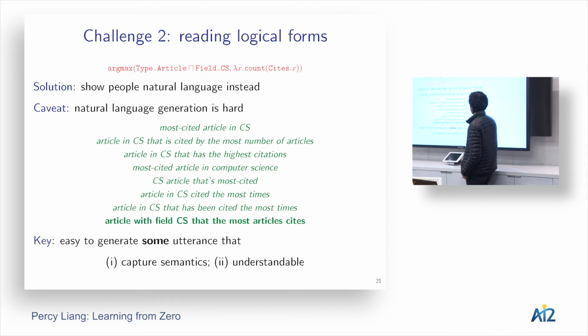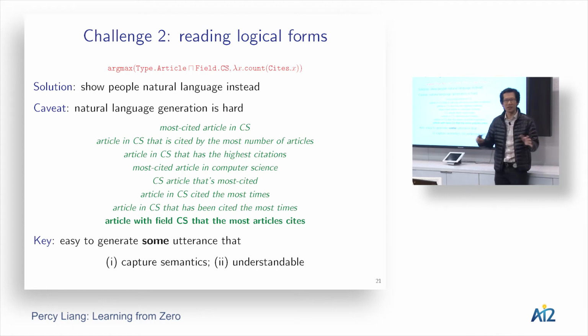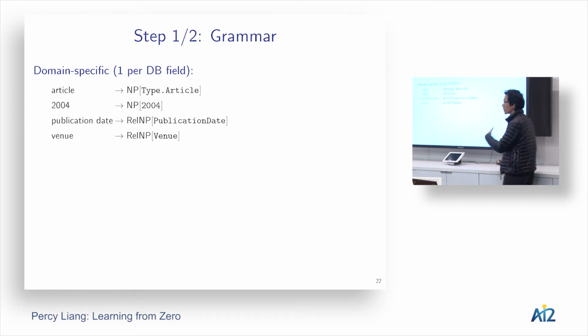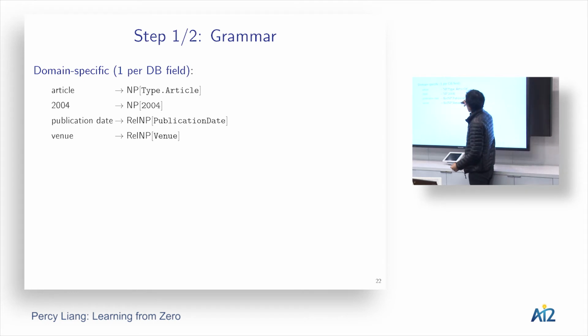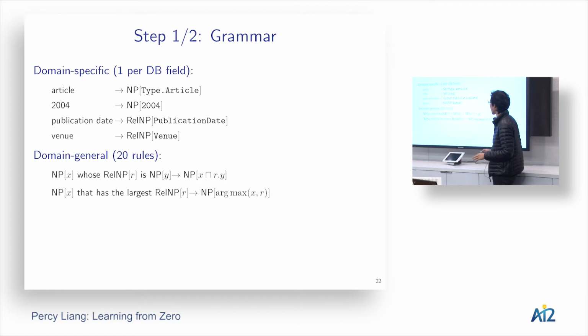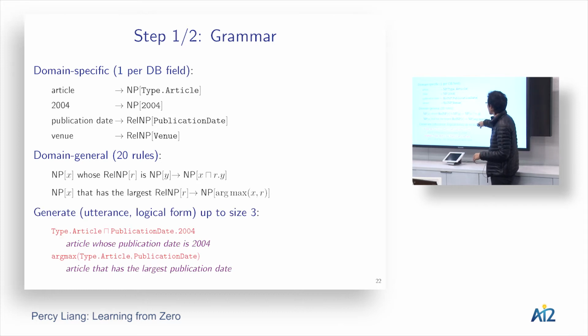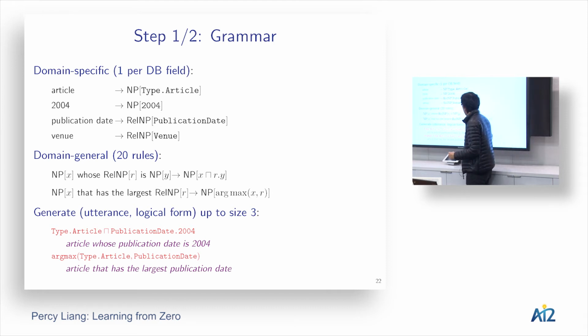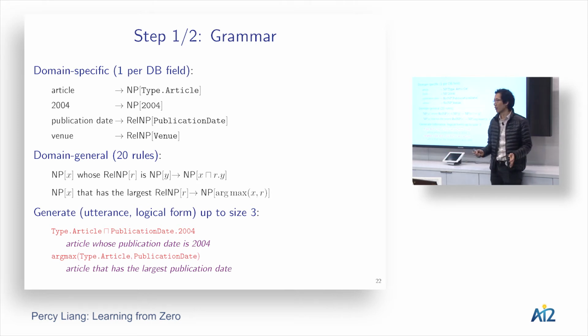Article with field CS at the most article site. So it's not completely grammatical, but if any human looked at this, they would kind of understand what's going on. Okay, so we're going to define a small grammar. The base rules are the fields in the database, and these domain general rules allow the possible combinations like intersection and argmax. As a result, when you generate from the grammar up to some bounded size, 3, you're going to get a set of pairs of logical forms with these canonical utterances, which capture the semantics but in a somewhat broken way.